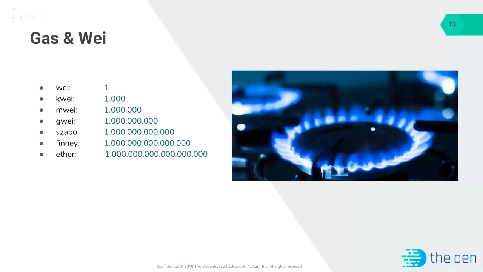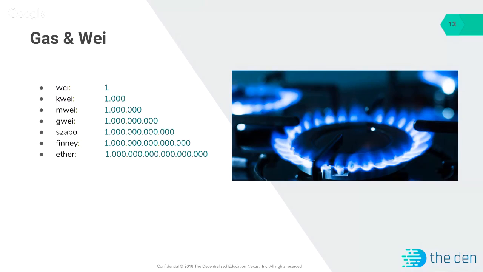Okay, so Ethereum has these units of denomination. One wei is the smallest unit of Ethereum you can actually own. If you only own one wei, you probably can't send anything, because the gas fees for a transaction are much, much, much more than just one wei. Then we have a kilowei and a megawei. A megawei is a million wei. A gigawei is a billion wei. We have a szabo, which is a trillion wei.